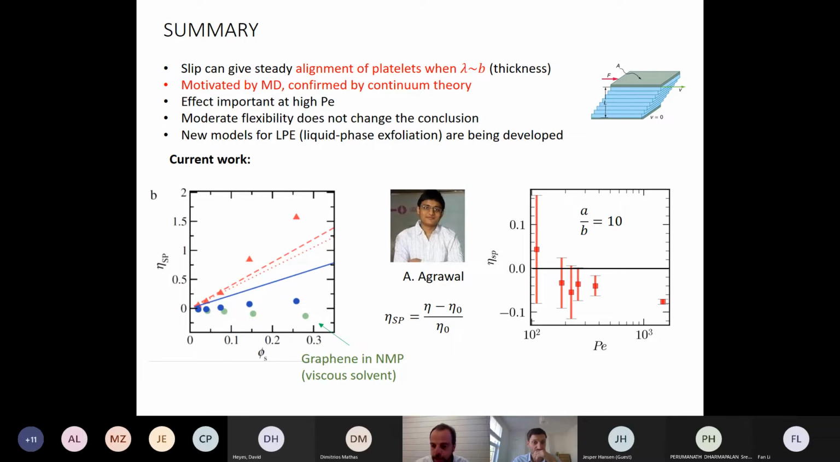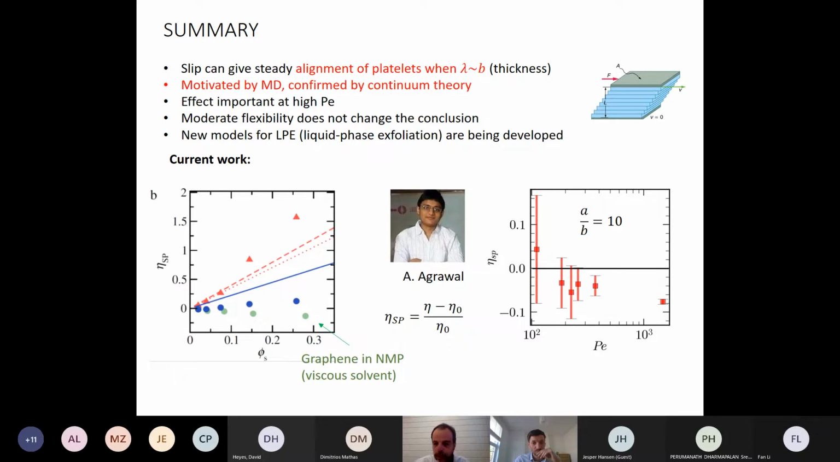The specific viscosity is just the difference between the suspension viscosity and the viscosity of the liquid, normalized with the viscosity of the liquid. So a negative specific viscosity means that we have a suspension of particles in which the viscosity is less than the viscosity of the liquid. So this is truly, truly remarkable.